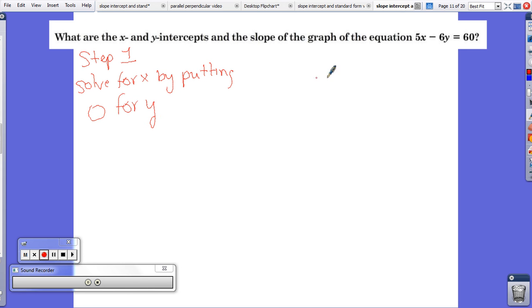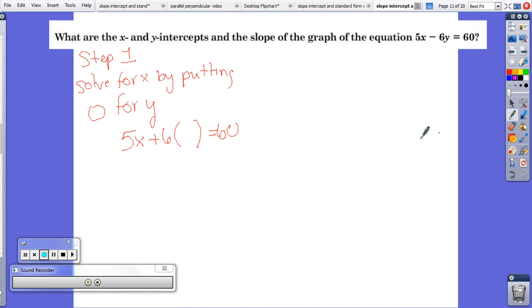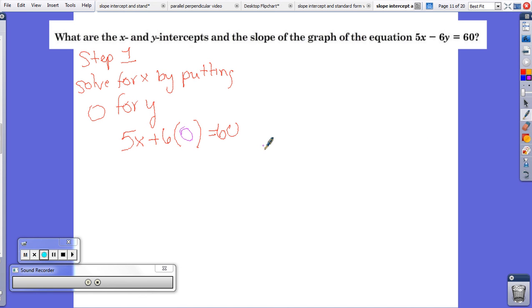We have to put 0 in for y. So right here, we're going to put in 0. Okay? So then, once we do this, 0 times 6 becomes 0. So it goes away, and we're left with 5x is equal to 60, right?